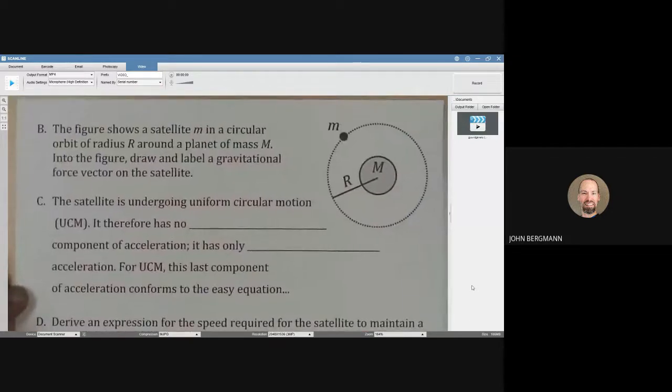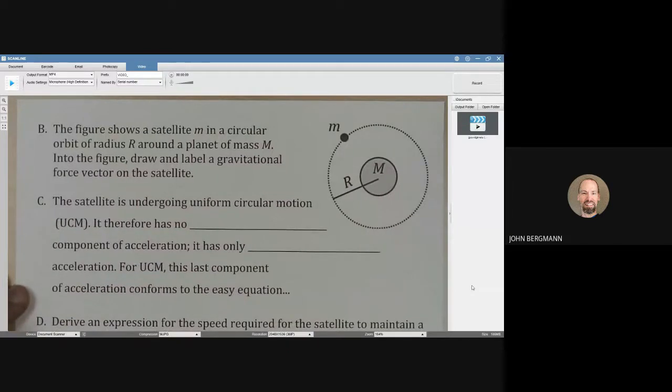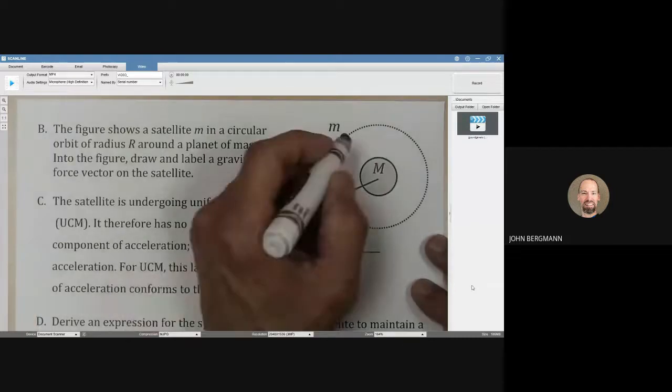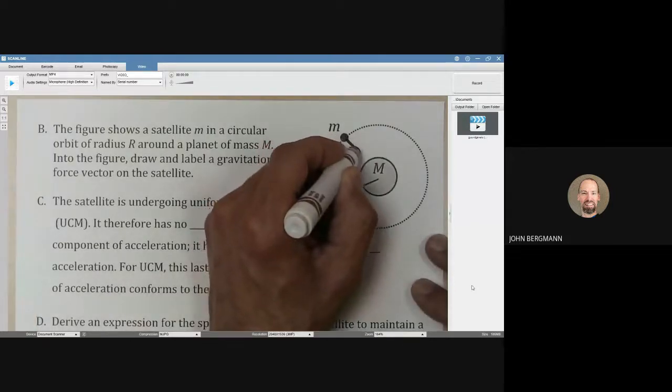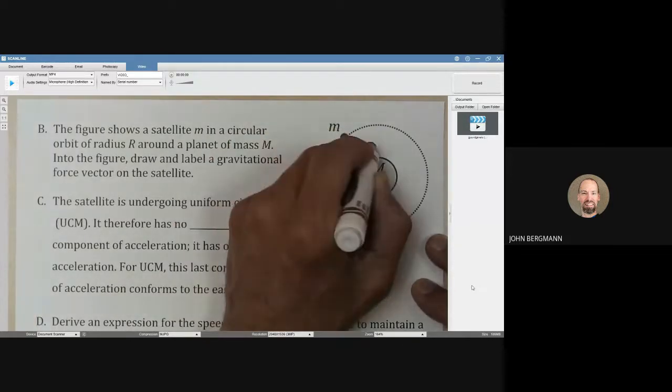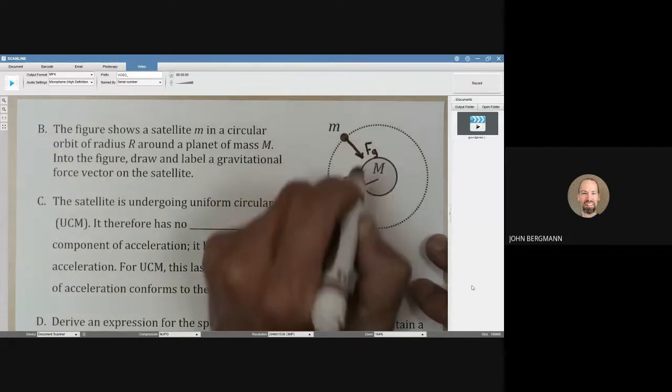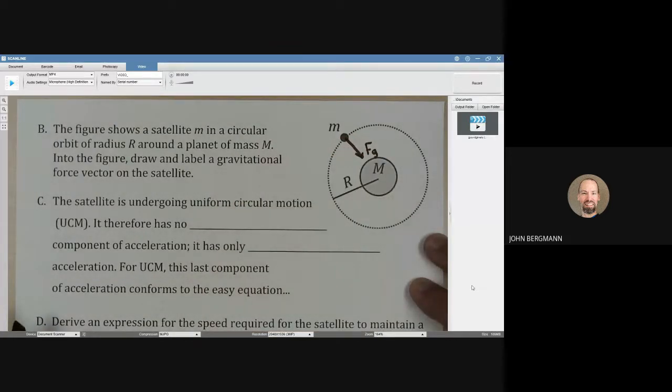The figure shows a satellite, little m, in a circular orbit of radius r around the planet of mass big M. Into the figure, draw and label a gravitational force vector on the satellite. All right. Gravity is going to act just like that, straight towards the center of the planet.